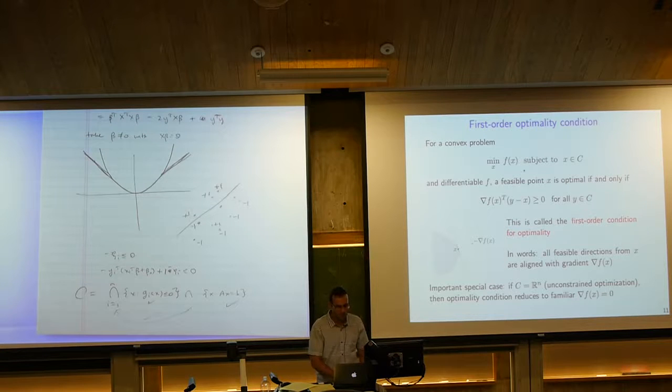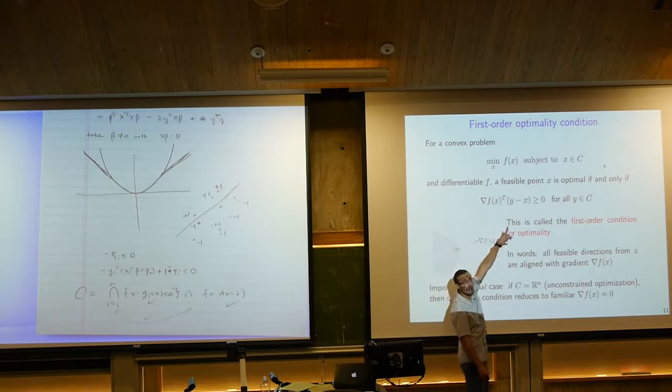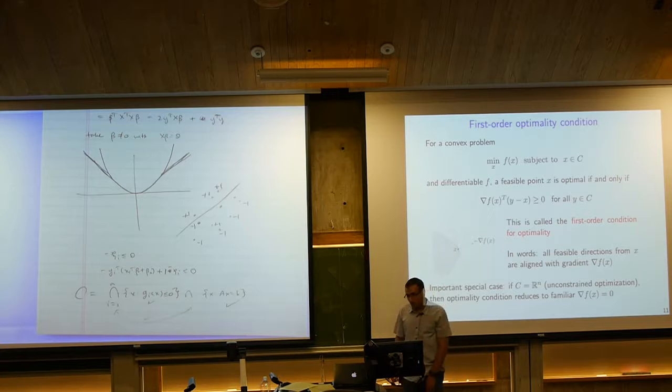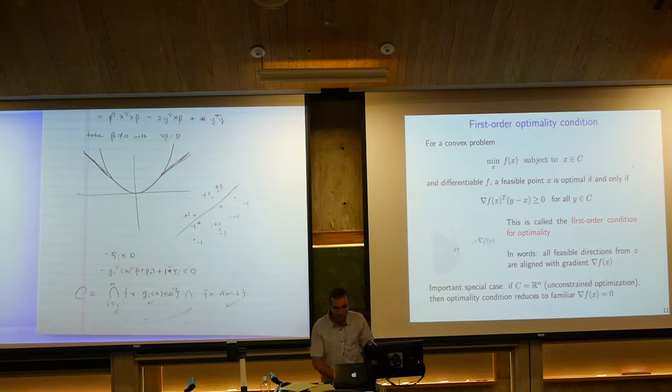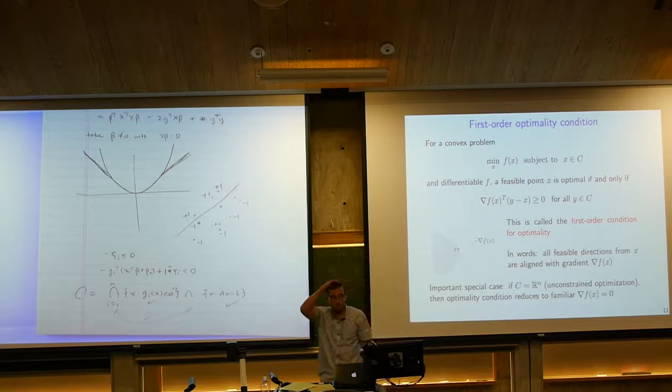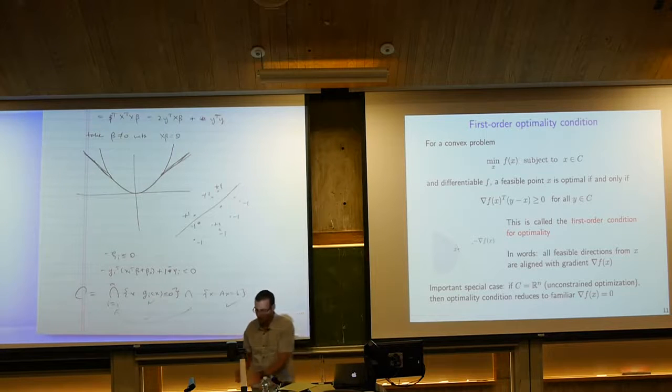Okay, so if you give me a convex problem of this form, and remember this is completely general, I can write any convex problem of this form, it's all hidden in that set C. And I have a feasible point x. It's optimal, it's a solution, if and only if the following condition is met. The gradient of f at x transpose y minus x is non-negative for all y that are in the set C.